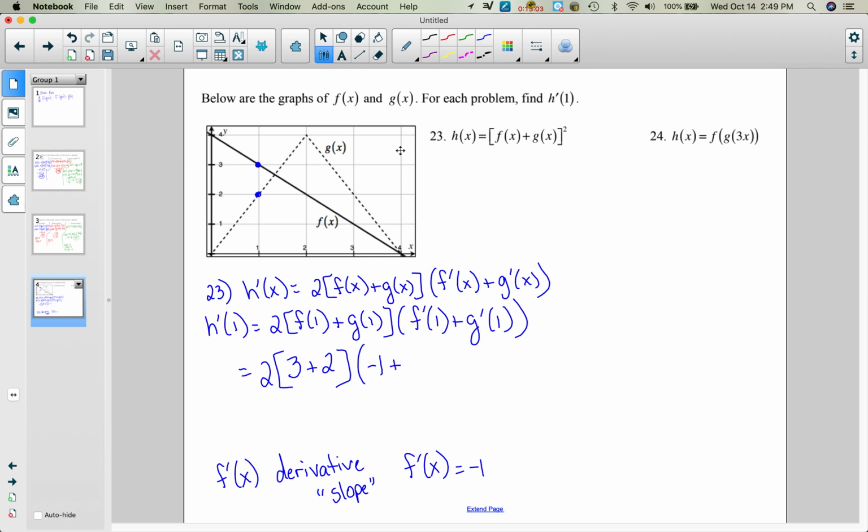And g prime of 1, notice the slope here. So if we go up 2 and over 1, so we have a slope of 2, and it's consistent. It's a constant slope because this is a line. So the slope of a line is going to be that constant value. So it's up 2 over 1. At least for that side, this would be down. So this is going to be a negative 2 on that side. So we get a 2. So now I have 2 times 5 times 1, and we get 10. And that is our answer. See, wasn't that fun?